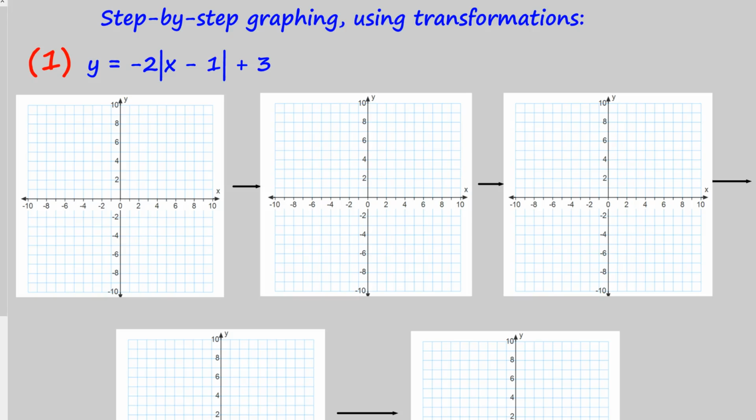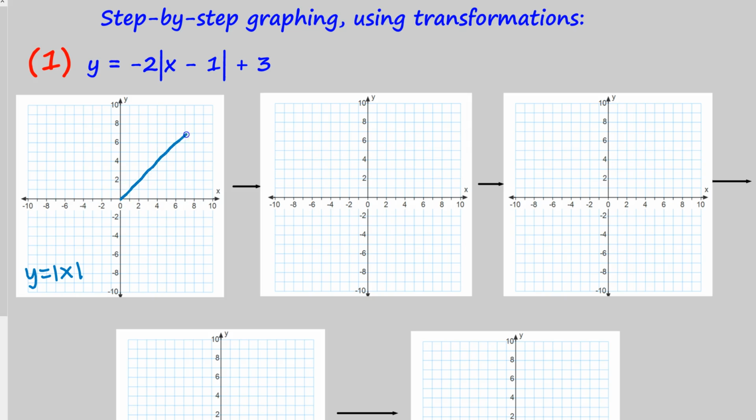Okay, we're going to do some examples now, and I'm going to take the time to show you step-by-step graphing, so dissecting what all the different transformations are doing and in what order. So we're going to graph ultimately y equals -2 times the absolute value of x minus 1 plus 3. But I'm going to do it one step at a time, starting with y equals the absolute value of x, and we would call that the parent function.